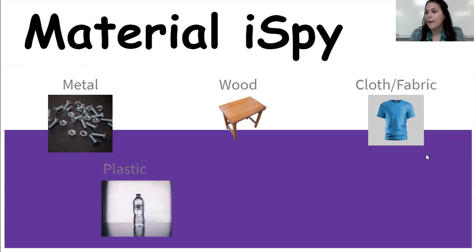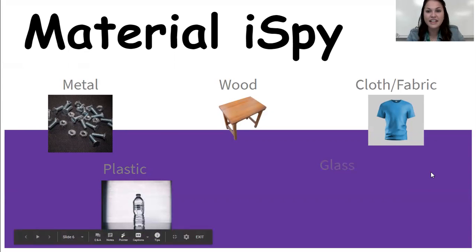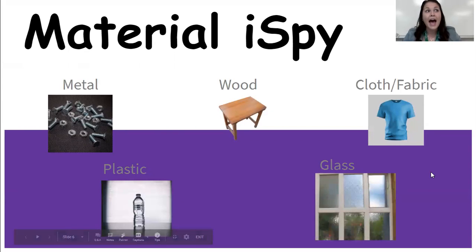The next thing is plastic. I'm looking around to see if I have anything near me made out of plastic. I think that this marker cap is made out of plastic. What do you have around you that's made out of plastic? And the last material that I can think of is glass. I know that the windows in my classroom are made out of glass. Do you have windows in your house made out of glass? What else in your house is made out of glass? Keep those things in mind.